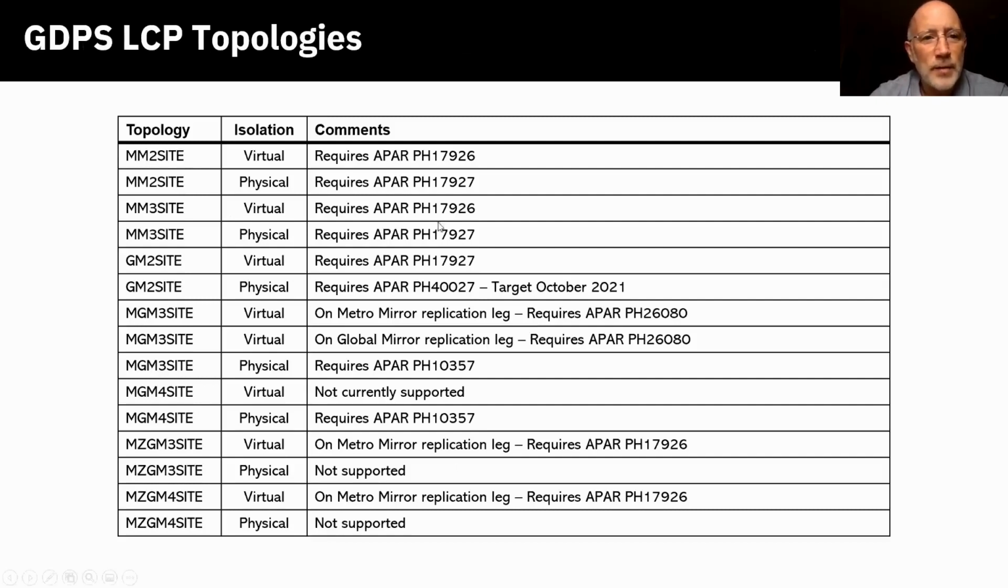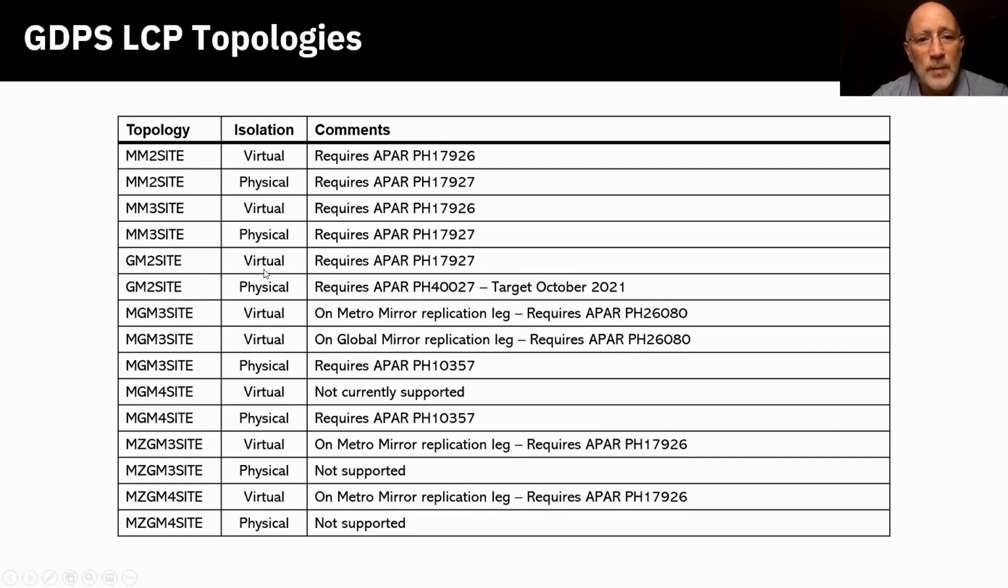There are a range of topologies that GDPS LCP supports in terms of whether it's a virtual isolation or a physical isolation model. And this is pretty much where we are today. So for Metro 2 site, you can either configure LCP with virtual isolation or physical isolation. Same is true for 3 site. It can be either a virtual or a physical isolation model.